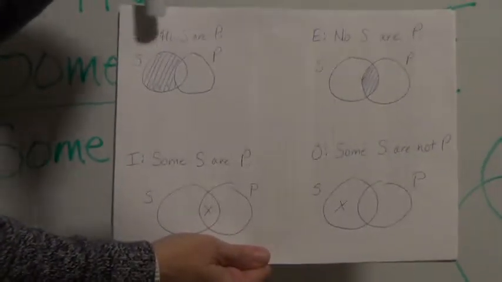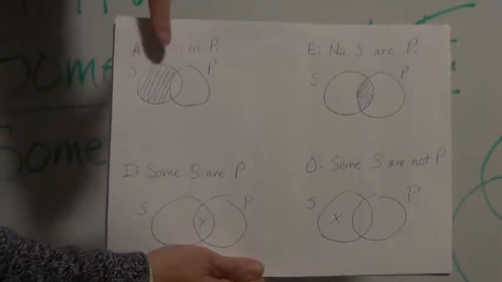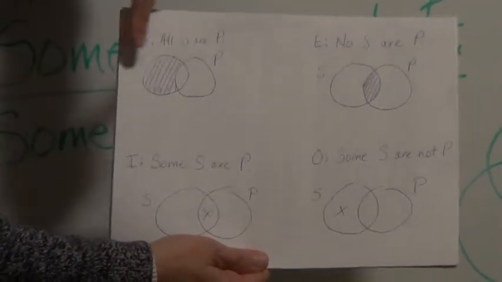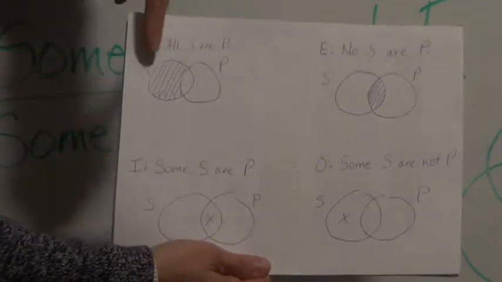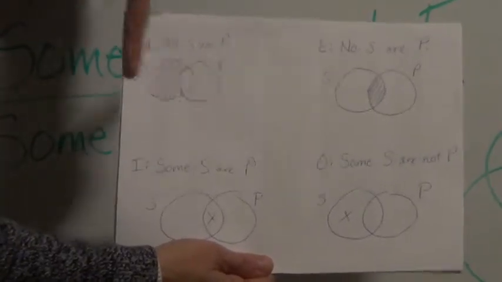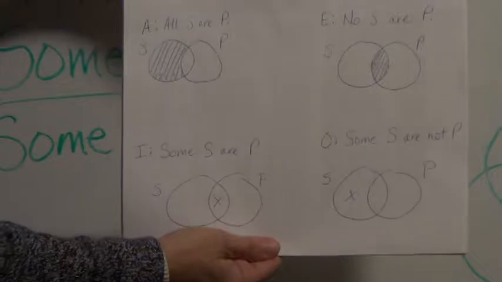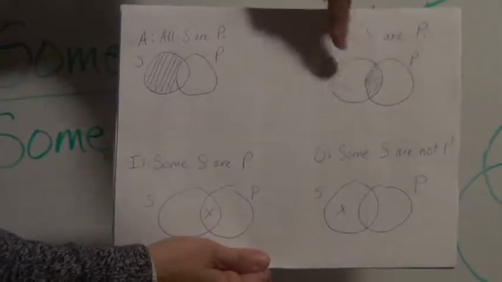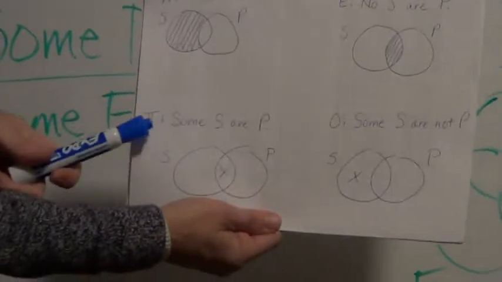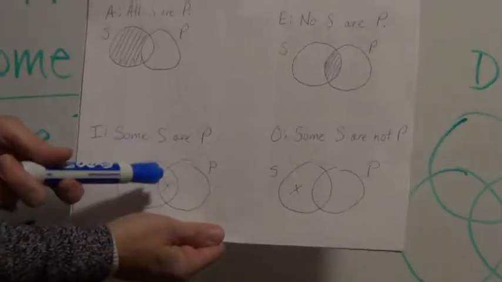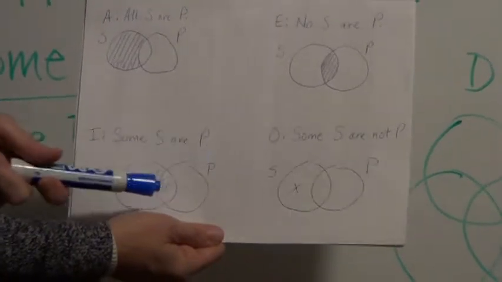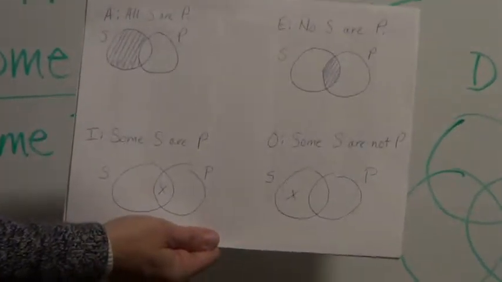So for the A proposition, you know that the S is shaded out. Everything that is in S but isn't also in P is shaded out because the shading represents that that's empty. For the E proposition, you have shading between the S and the P. For the I proposition, you have an X here because that's to say that there is something and it is an S and a P, so we represent that with an X.